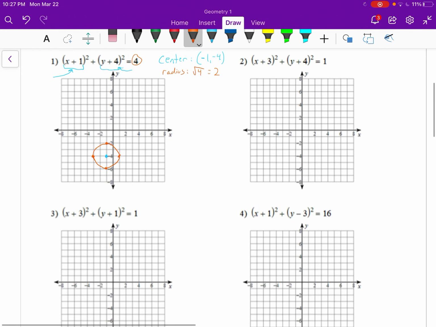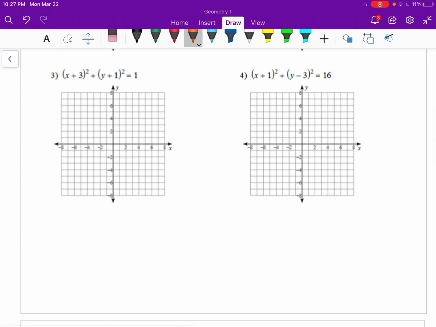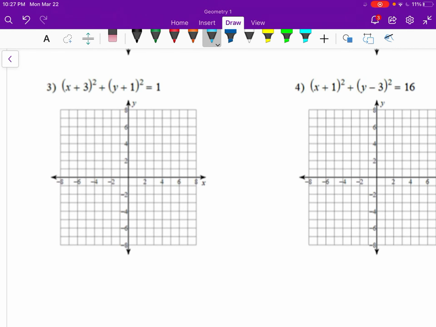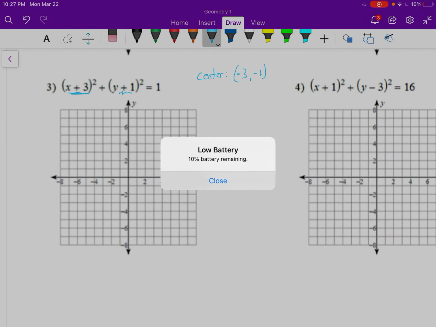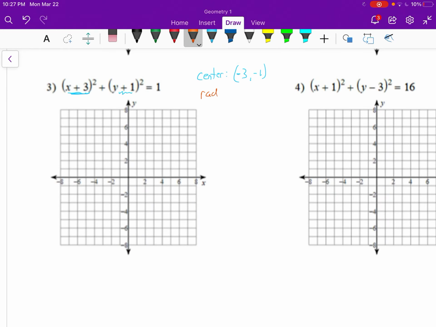So let's go to number 3. We'll go ahead and do 1, 3, 5, and 7 here. So can you think of what the center will be? The center is going to be the opposite of +3, which is -3, and the opposite of +1, which is -1. And then our radius is going to equal the square root of that number, and the square root of 1 is just 1. So we can graph our center, (-3, -1). It's right there. And then we're going to go left 1 from there, up 1, right 1, and down 1. And we have a pretty small circle here, radius of 1. So we can sketch the graph of that circle.